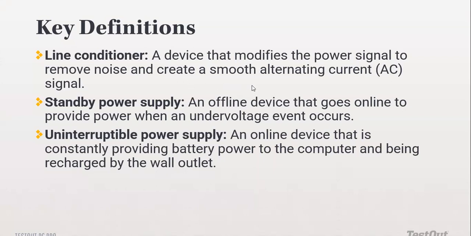We have offline UPS and we have online UPS. So online UPS is that which is constantly providing power even when there is current, and offline UPS is the one that stays offline and comes online when there is a power outage or an undervoltage.